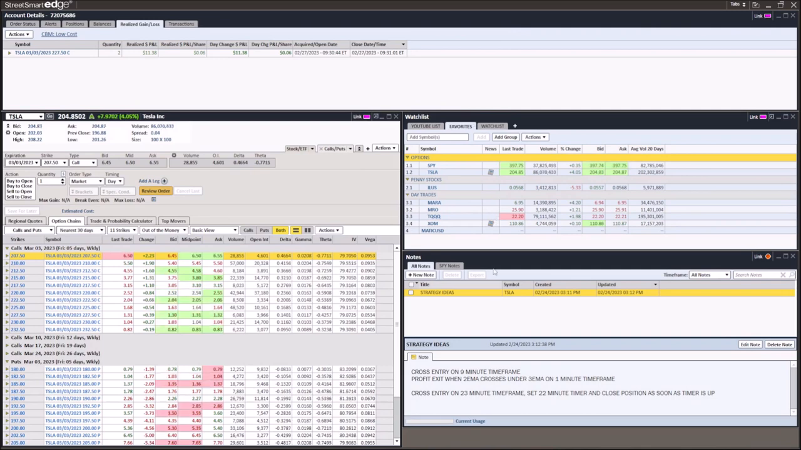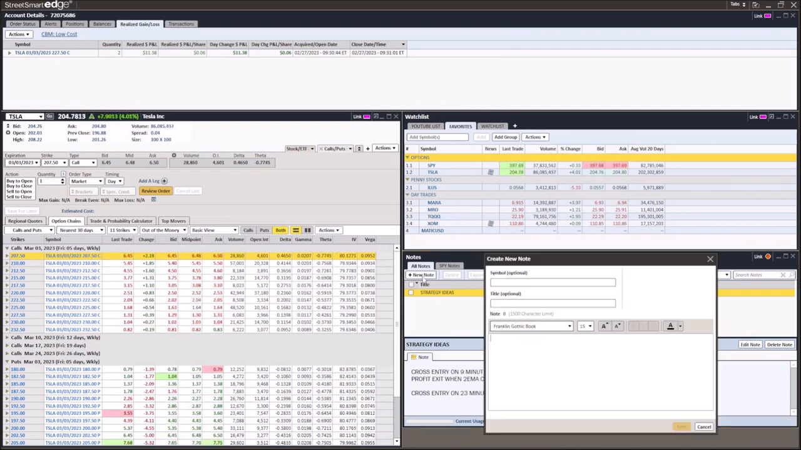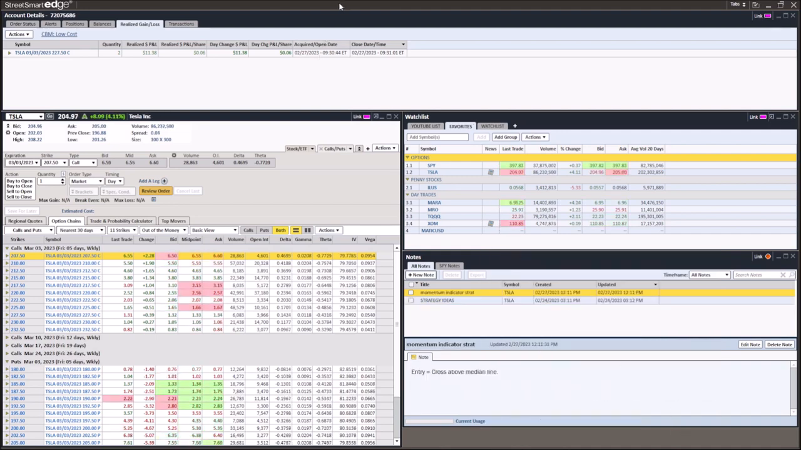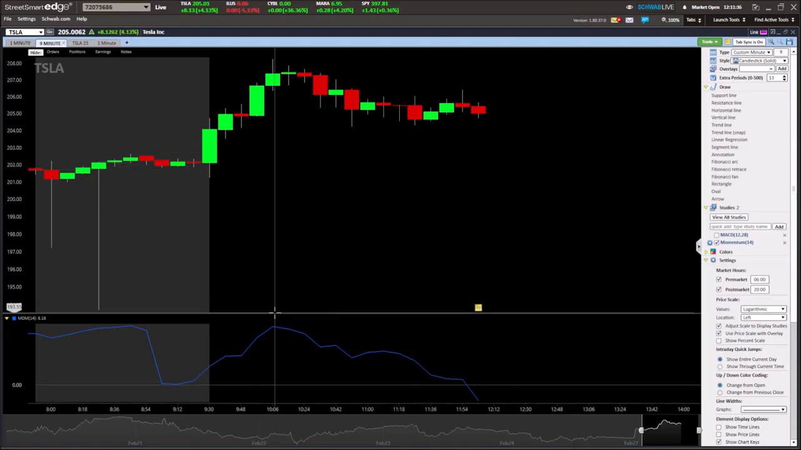So you want to write that down in your notes. See here, you can add a new note if you're using Street Smart Edge Swap. So we're looking at Tesla, and let's just say momentum indicator strat. And you can just take notes. You know, entry equals cross above median line. You got to take notes, guys. It's a real hassle to make strategies, I promise you. So you got to take notes of everything. So your entry point is what? When the crossover happens above that median line.